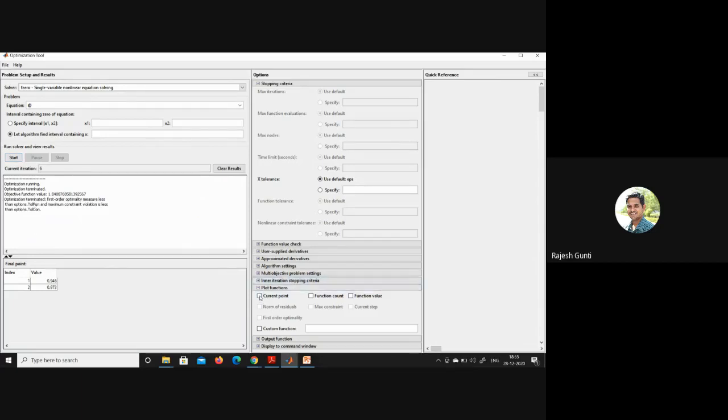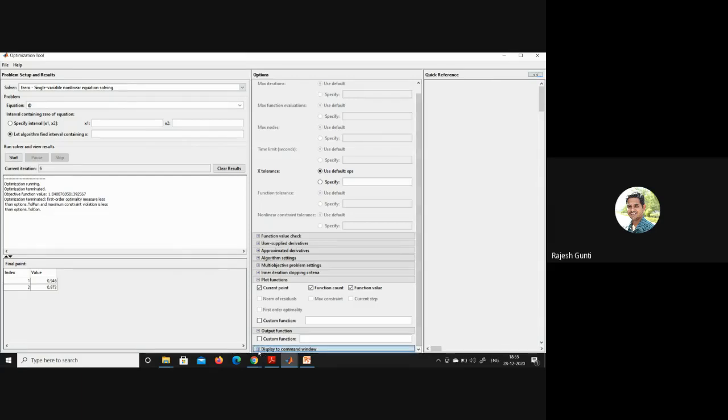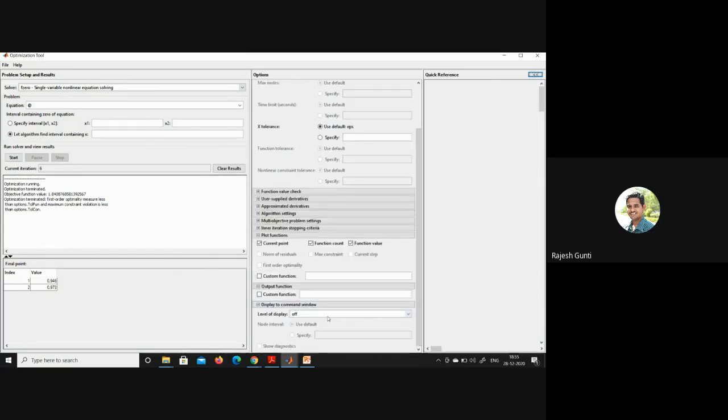Here we can select the current point options: current point, function count, function value, all these things we can do. Did you understand my point? Display to command window. If you want to display the answer in the command window also, we can set it to on. If you want to see the iterative values, we can use iterative values. Iterative values will be displayed in the command window like this. Like that we can do.